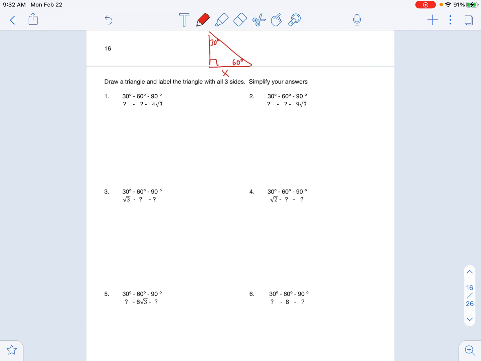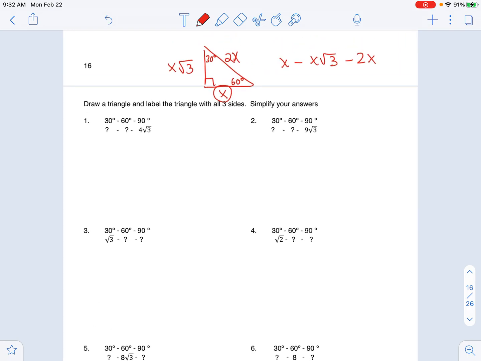The side across from the 60 will be that side multiplied by square root of 3. And the side across from the 90 will be X times 2, so double it. So the pattern going from smallest to largest is X, X square root of 3, and then 2X.